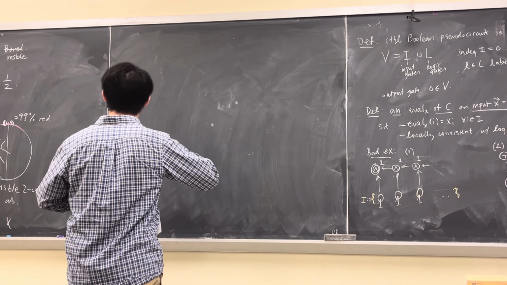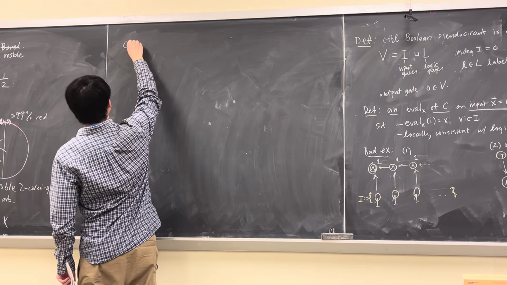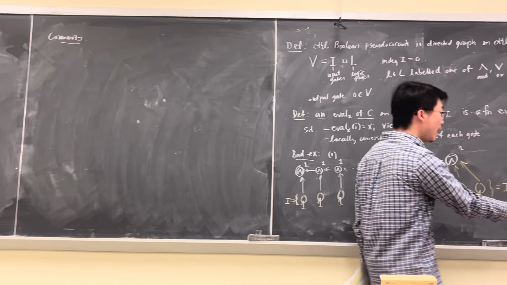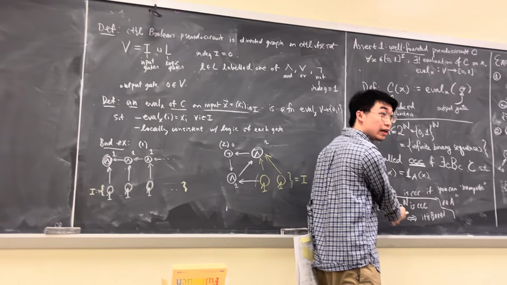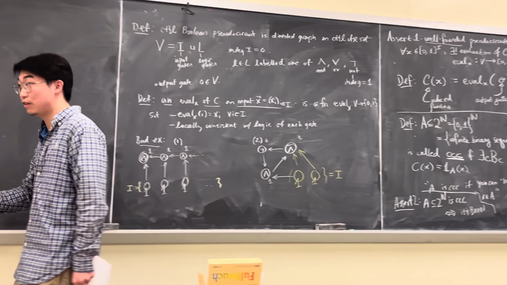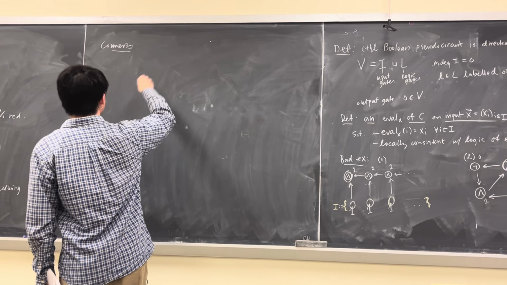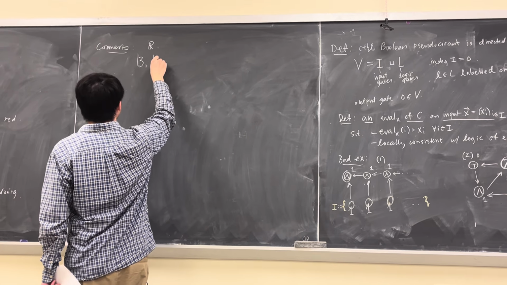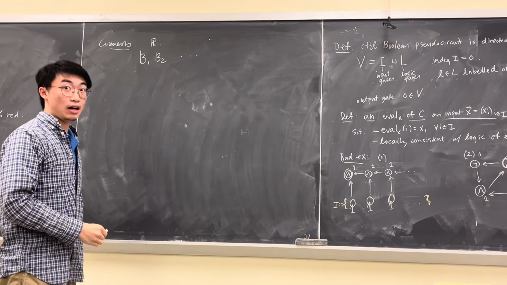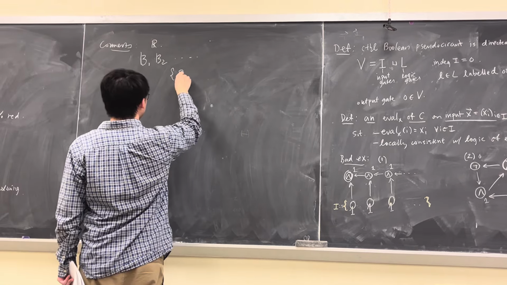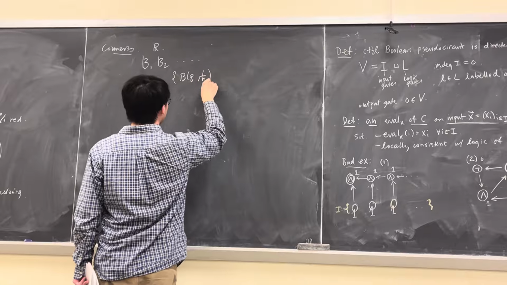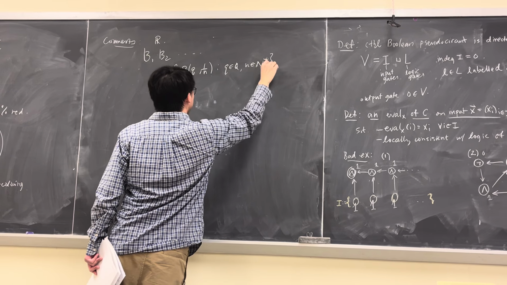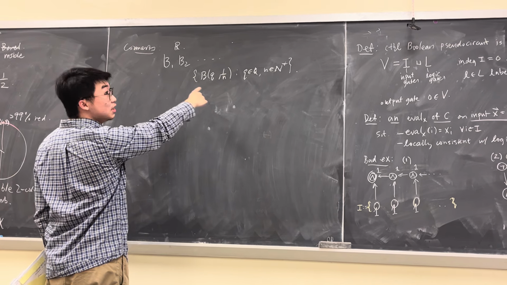Let me give some comments on this. So I've defined a Borel subset of 2 to the n. But in fact, I can define a Borel subset of a lot of other things too. For example, I can define a Borel subset of R by having these sets, B1, B2, be an enumeration of the countable basis, B(q, 1/n), for q in the rational numbers and n in the positive naturals.